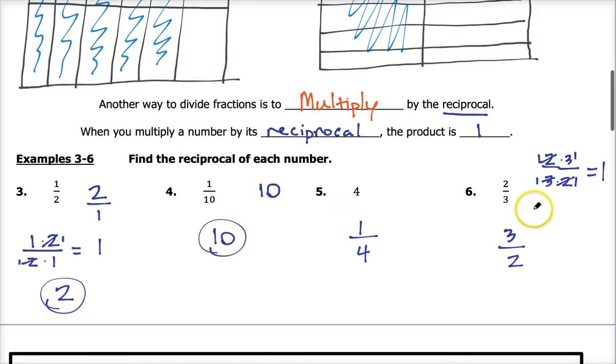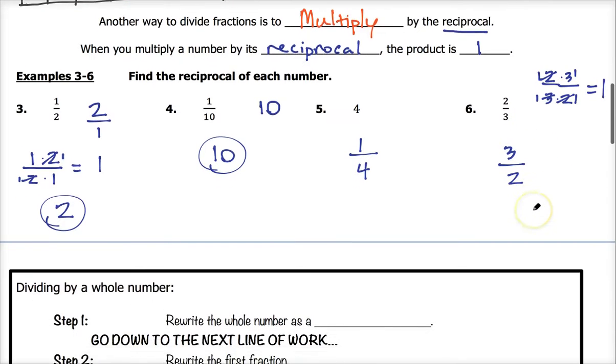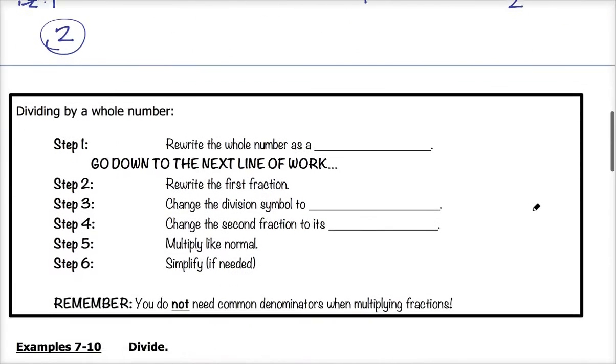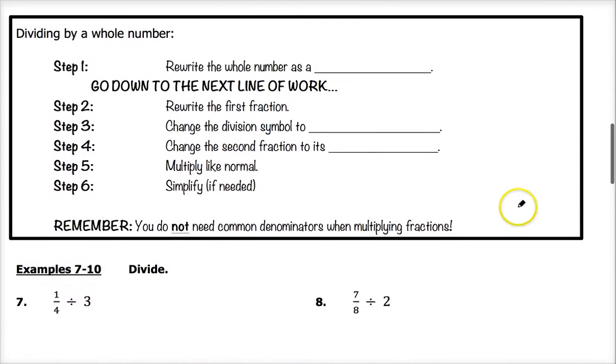So now we're going to use that fact as we do some fraction division on the back side here. So when we're dividing a fraction by a whole number, we're going to follow these steps. First step is we're going to rewrite the whole number as a fraction, and that means we're going to put it over 1.